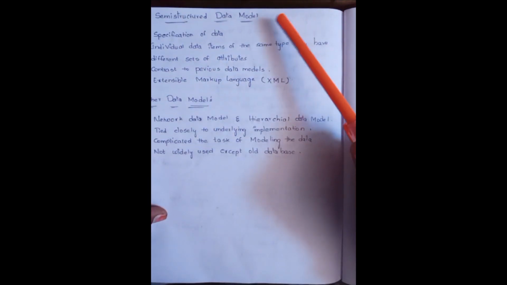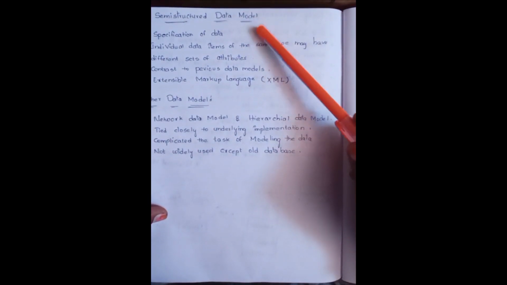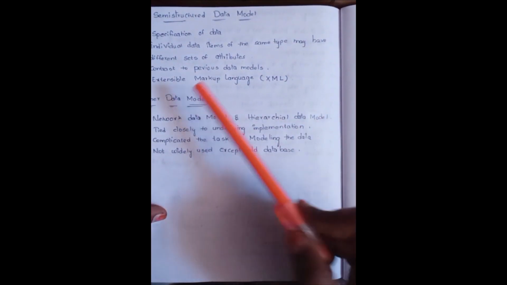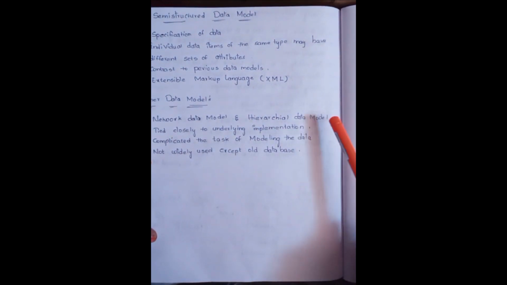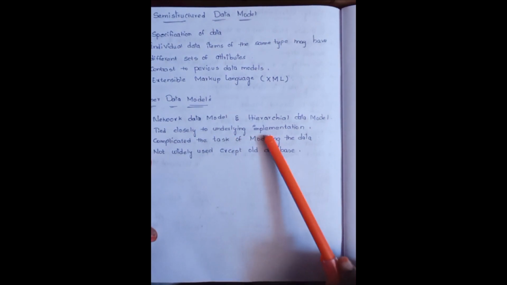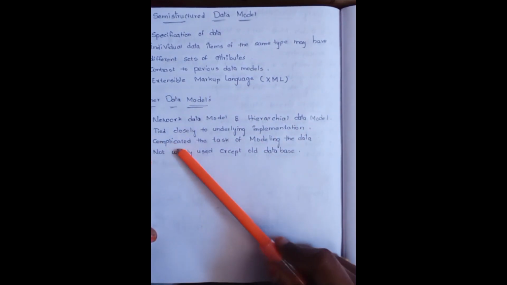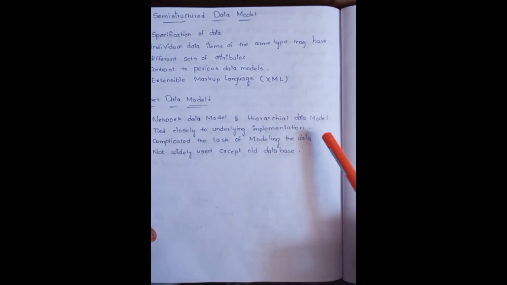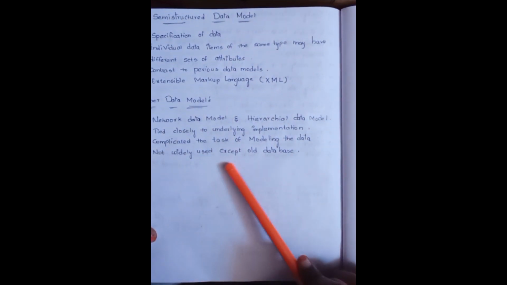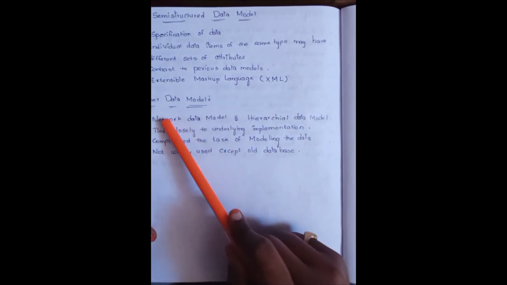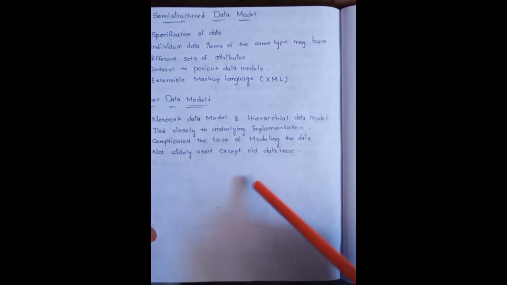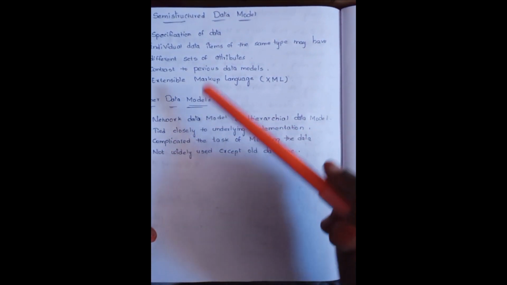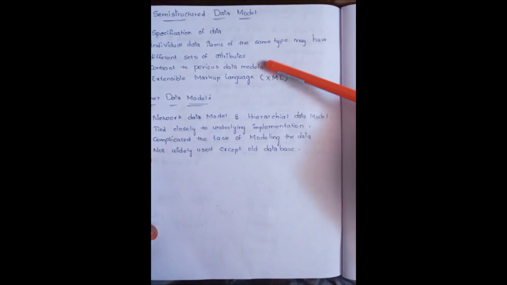These are the four main data models involved in DBMS. The other data models we also have are the network data model and the hierarchical data model, and these are tightly tied to the underlying implementation and complicate the task of modeling the data. They are not widely used except in old databases, because the network data model and hierarchical data model are represented in the form of graphs, bars, etc. So only these four are the main ones we use among the data models.